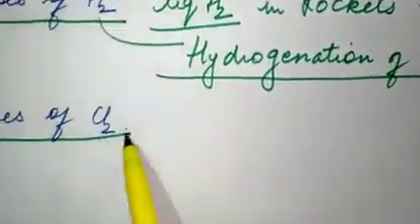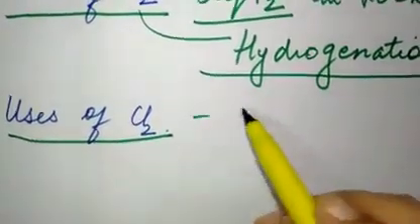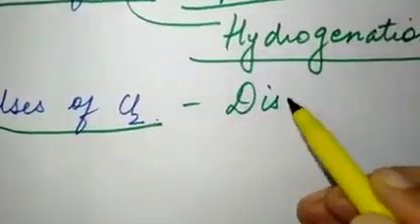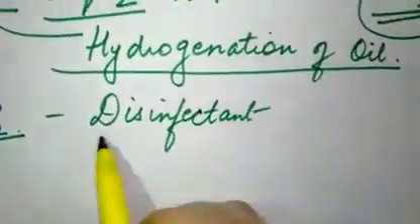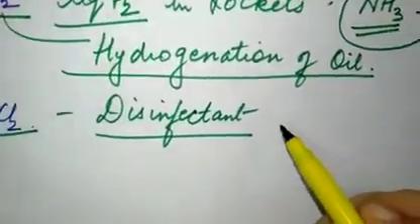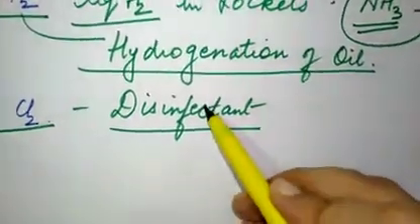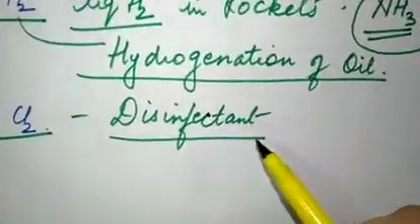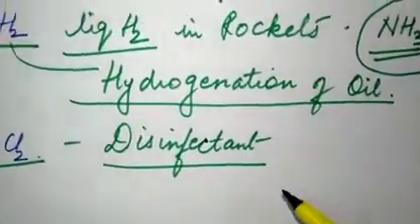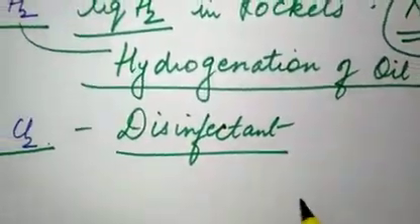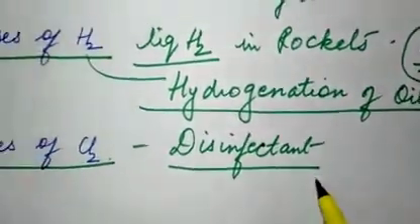Now we come to the uses of chlorine gas. Chlorine gas is a very good disinfectant. Disinfectant means it is used to kill the germs. Okay, so it is used for the treatment of water. When we have to do the treatment of water, when we have to purify the water, it is used. Even in the swimming pools, to clean the water, it is used. So it is used as a disinfectant. It is a very important disinfectant.